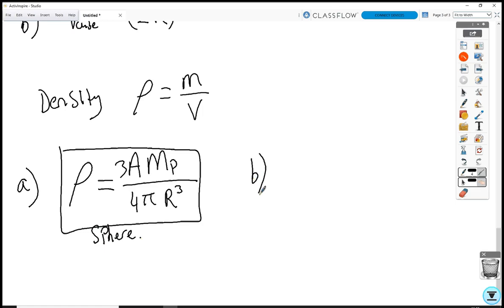For the cube, we do the same thing again. So rho equals, the total mass is just A times the mass of a proton. And then we divide that by the volume, which is 8R cubed.